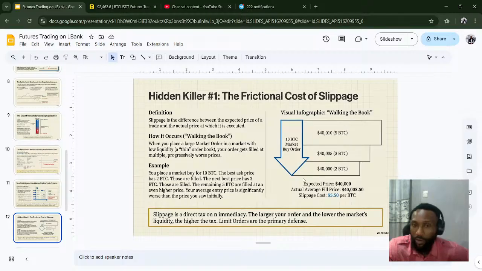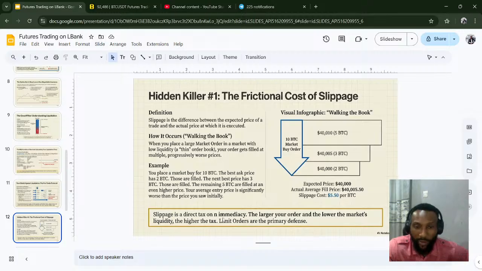All right. So it's basically the average of all these prices. See this visual infographic, we're walking through the book now. 10 BCT, 40,000. See the first one, 2 BCT, at this ask price of 40,000. Then the next best one was 40,005. You understand? Then the next one was 40,010. Like that. So that's slippage. That's the slippage we're talking about, once you add all this and find an average.